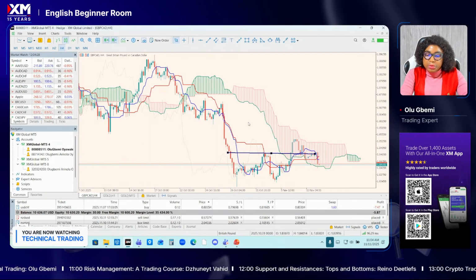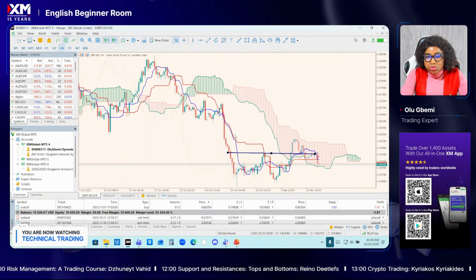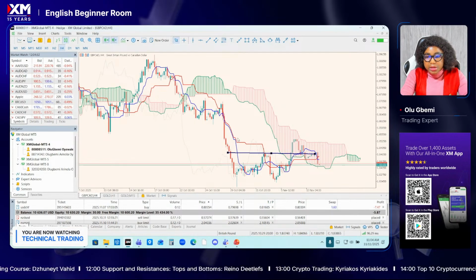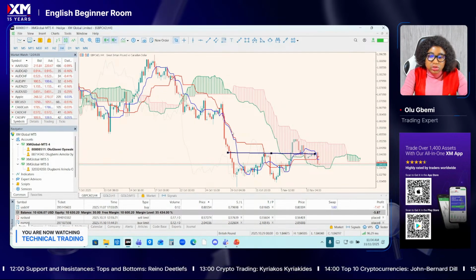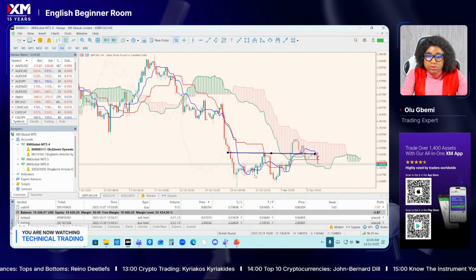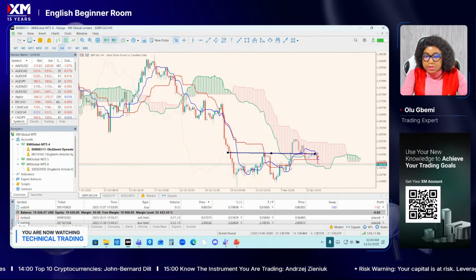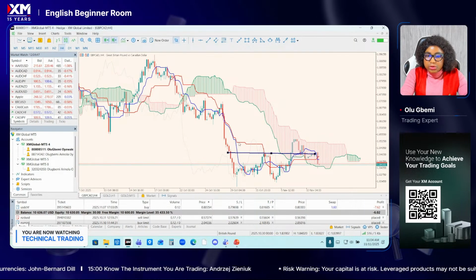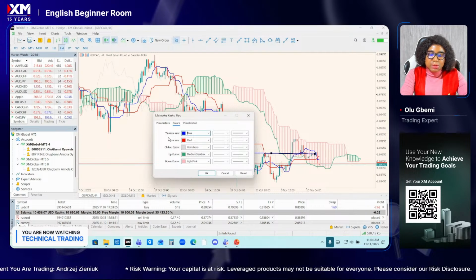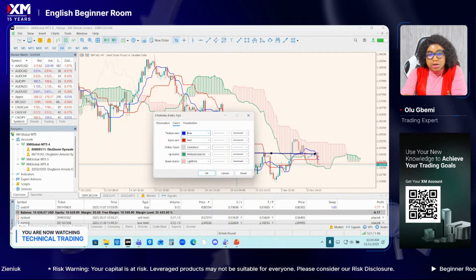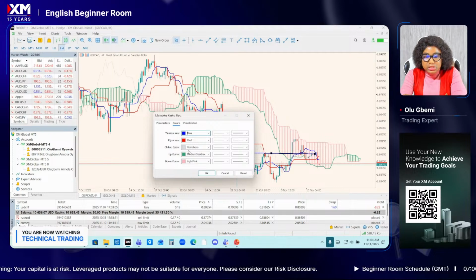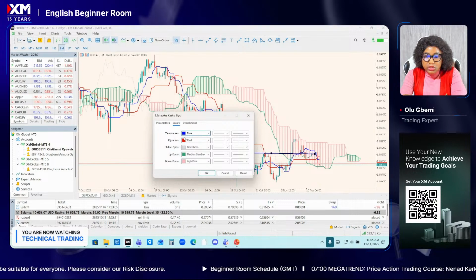Now, you may be adding this to your chart and find that your colors are different from what I have for my lines. This is because I've changed the colors. I have this blue line being the conversion line, also known as Tenkan-sen. All right, so these are the colors you're going to see. The Tenkan-sen probably will come as a default of red, but I decided to change it this way because it's easy for me to know what each one stands for by seeing these colors this way.